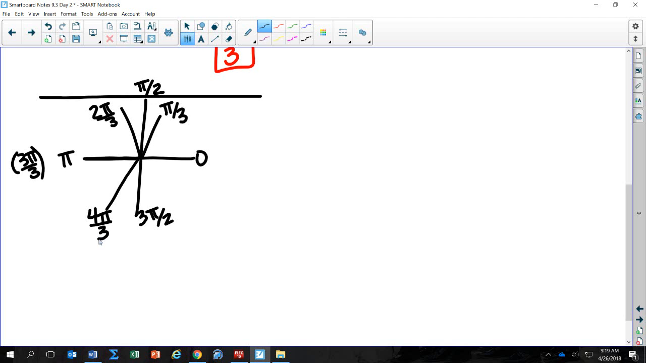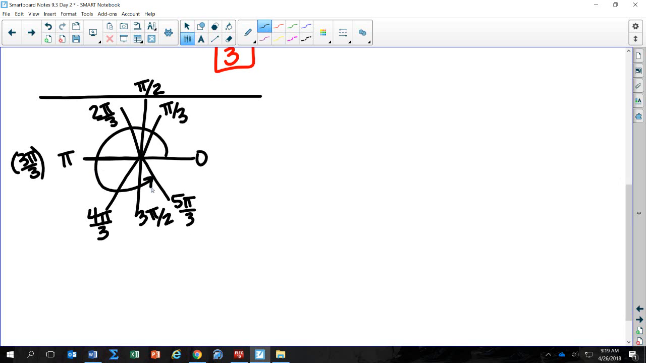Okay? And then I'm guessing that 5 pi over 3 is going to be in the fourth quadrant, but just make sure that 5/3 is bigger than 3/2. 5/3 is 1.7 approximately, and 3/2 is 1.5. Okay, so that would be bigger. Okay. And then what's 6 pi over 3? 2 pi. That's your full revolution.